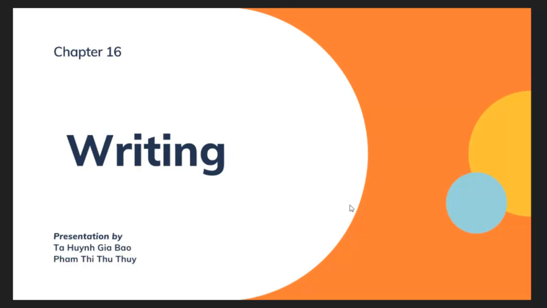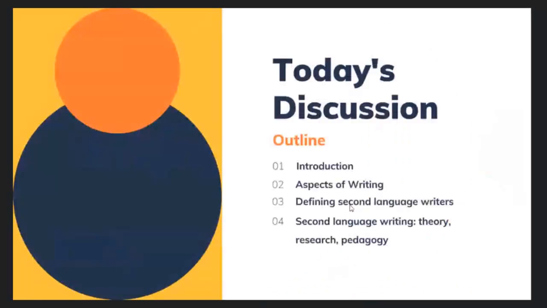Language skill, that is writing. In this section, we will have four parts, including a very quick introduction of writing and the three aspects of it. And then we will move to examine the definition of second language writers. And then we will move to the second language writing instruction.